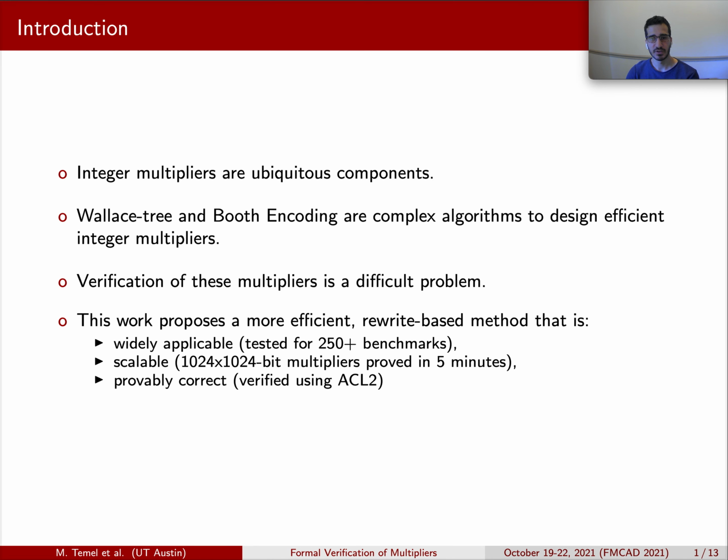Integer multipliers are one of the most fundamental components in processing units. They're used in CPUs, GPUs, custom signal processing systems, and so on. And they can be as large as 1000 by 1000 bits in certain applications, such as crypto processors.